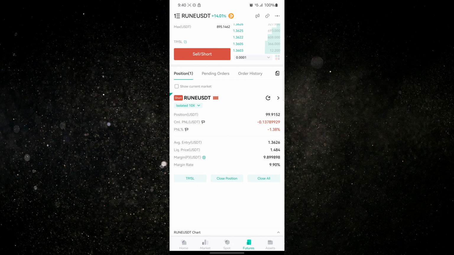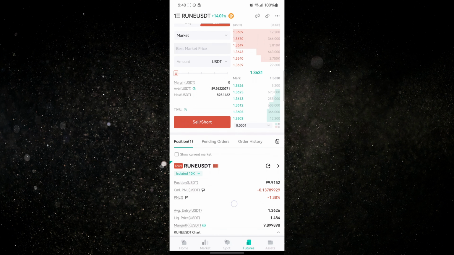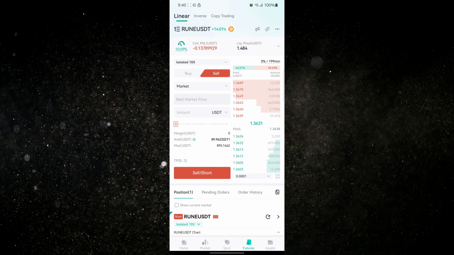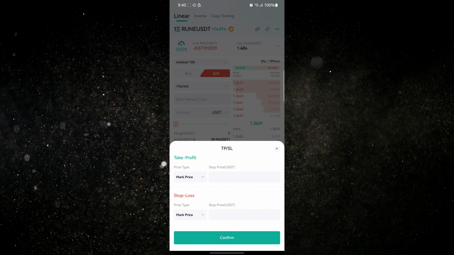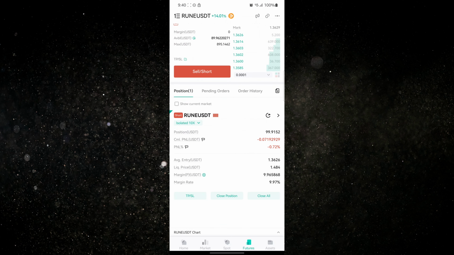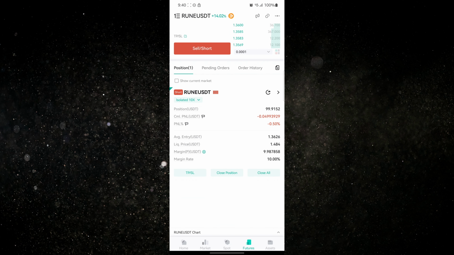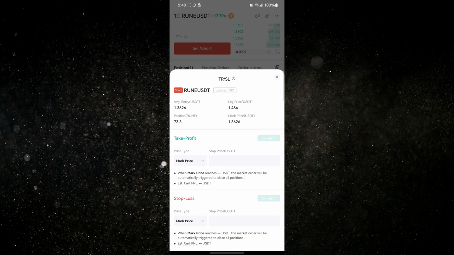Now you can actually set stop loss and take profits before entering or before marking or taking that order. So if you tap on this icon, you can actually go ahead and enter your take profit and your stop loss, and you can also do that when the trade is already in progress, which is right here. So you can click on this TP, which I'm going to do right now.